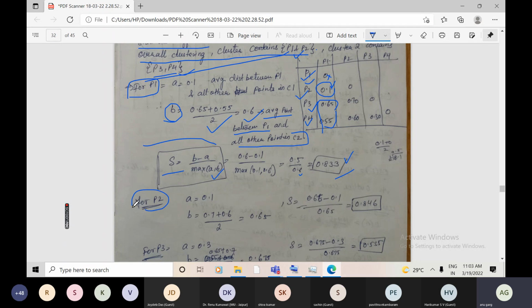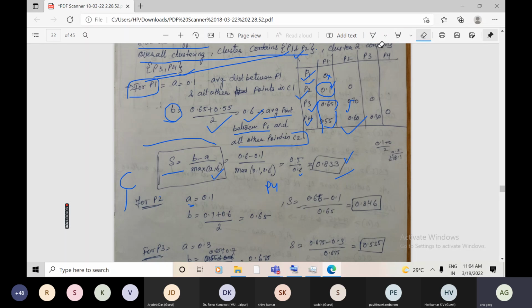Now similarly for P2, find out the A and B values. A is the distance of P2 from the points present in its own cluster. What is the cluster of P2? P2's cluster is C1, and in C1 we have P1 and P2. So you see the distance of P2 from P1 and P2 and take the average. Then find out B, that is P2's distance from P3 and P4. Then take the average of 0.7 and 0.6, and you get the Silhouette coefficient for point P2.